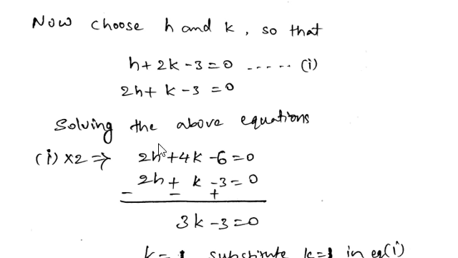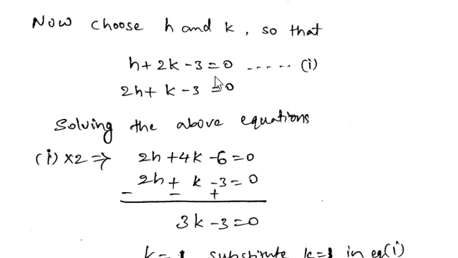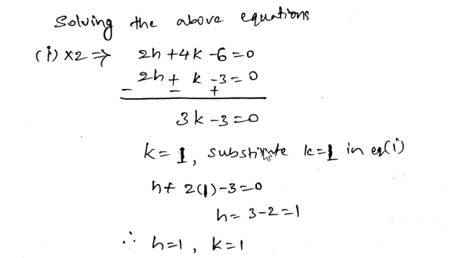So here we are doing like this. Just when you subtract the second equation from the first equation, this term cancels, and 4k minus k is 3k, and minus 6 plus 3 is minus 3, equals 0. So from this you can say k is equal to 1. When you substitute k equals 1 here, it is h plus 2 equals 3, or h equals 3 minus 2, or h equals 1. So we can say the h value is also 1. So here we got h is 1 and k is 1.